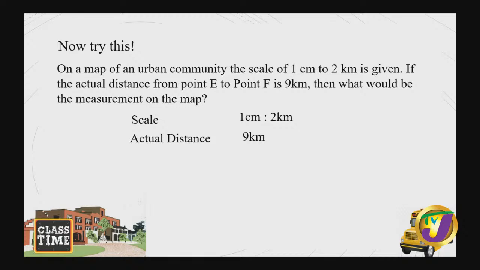So of course, the distance on the map, based on the information that we have, would be the 9 kilometers divided by 2 because of the information on the scale, which would give us 4.5 centimeters. So whenever I'm drawing this on the map, I would use 4.5 centimeters to show the distance between point E on the map and point F on the map.